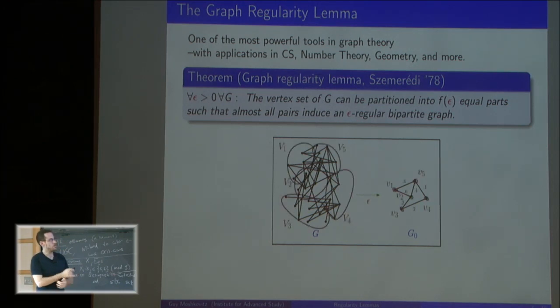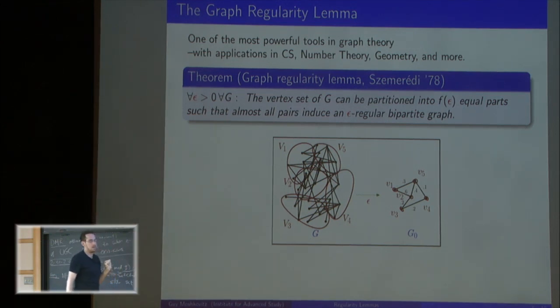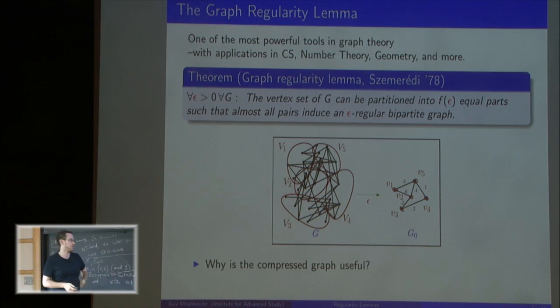So you always get this image. Every graph looks like that. Every graph has a small model. Really every graph. That's an amazing idea, an amazing result, assuming that you're allowing almost all pairs. So not all pairs are epsilon regular, but almost all of them.